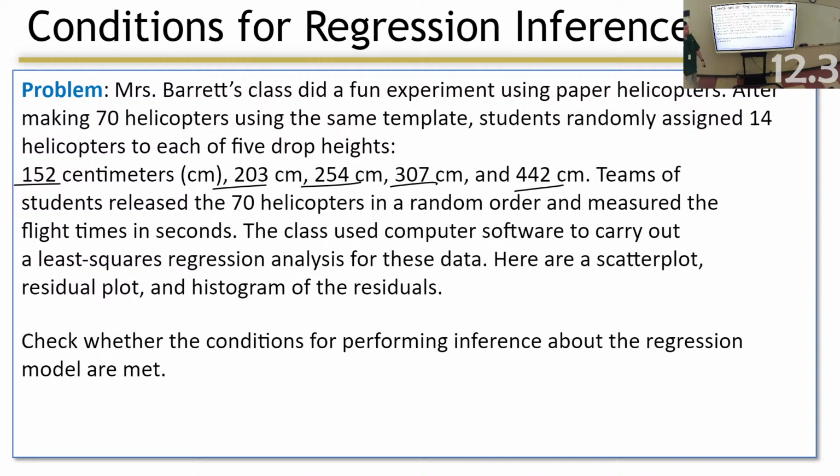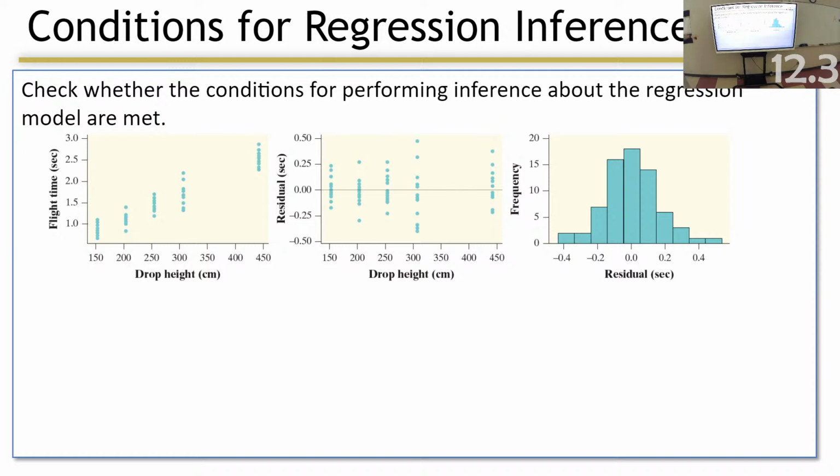The class then used computer software to find the least squares regression line. Here's a scatter plot, residual plot, histogram. They want me to check the conditions. Well, right now I can't check any conditions without seeing this. So, data looks linear. Each helicopter is independent of the previous one. L-I-N. The residuals look normal. N-E. Equal standard deviations about the line. That looks like equal standard deviations about the line. E-R. Each helicopter was randomly assigned.